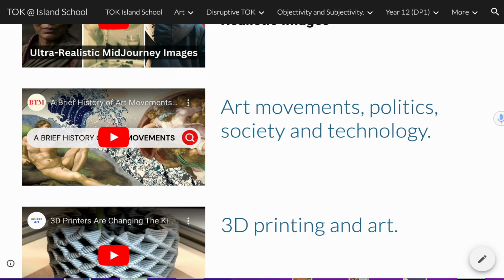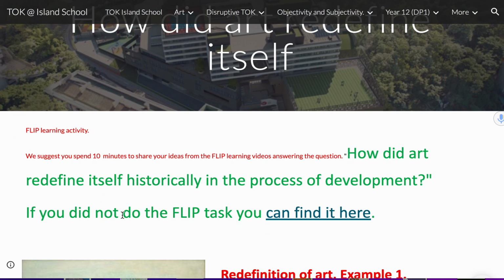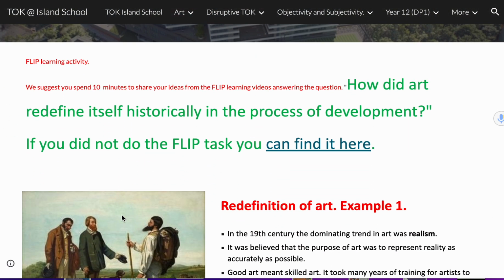movements. Art has not only been influenced by technology, which is the main emphasis of this lesson, but it's also been influenced by politics and society. So the way society is structured and its political and social structures will also go to define what art is. So then historically, focusing on technology, we looked at how the meaning of art and what constitutes good art has changed as new technologies have come along.